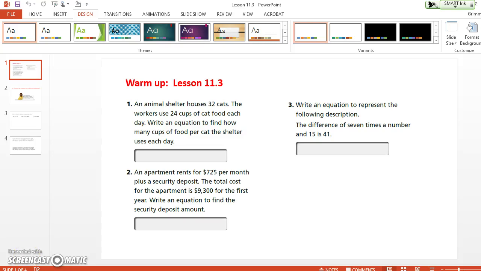Right, so we have the first equation. An animal shelter has 32 cats. The workers use 24 cups of cat food each day. Write an equation to find how many cups of food per cat the shelter uses each day. Catherine? 24 divided by 32. Nope, that's not an equation. That's the work. Nope. Eric?